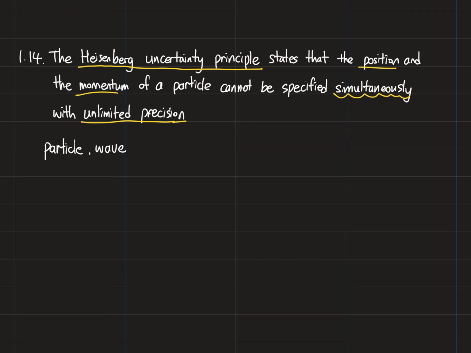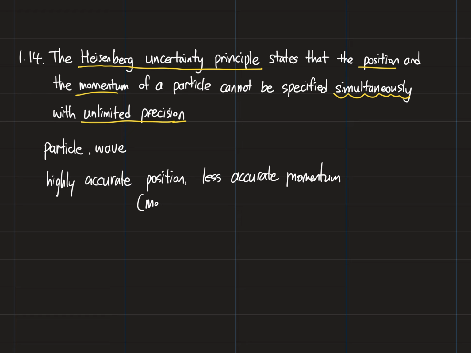So this is like, if you want a really highly accurate position, then you will get a less accurate momentum value, and vice versa. If you want a really highly accurate momentum value, then you will obtain a less accurate position.